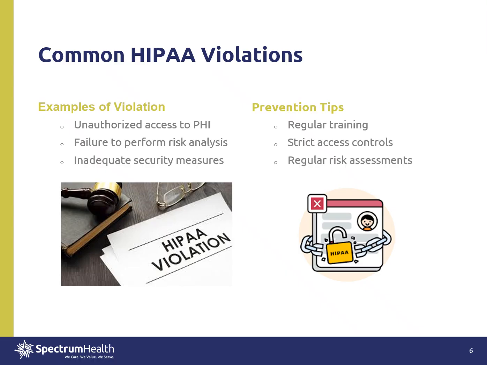To avoid HIPAA violations, here are some prevention tips. Always log out of systems before leaving your workstation. Lock away paper records. Conduct regular HIPAA trainings. Have strict access controls. Have regular risk assessments. And report any suspicious activity or unauthorized access right away.